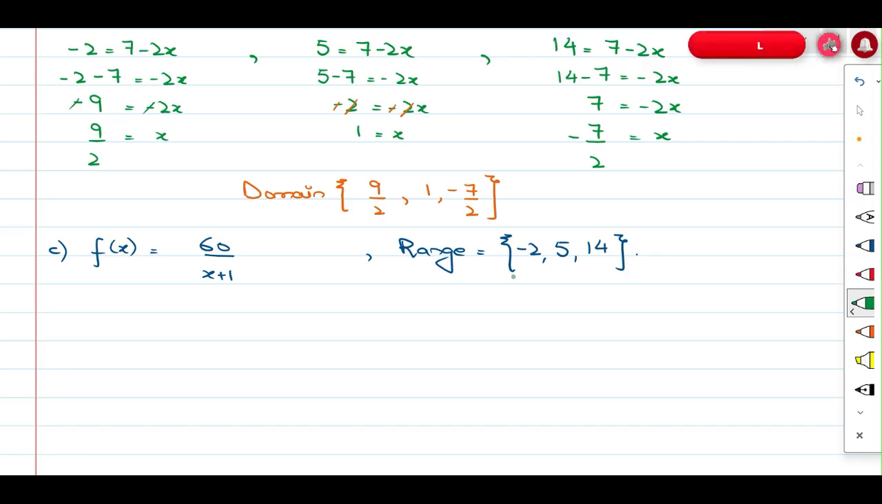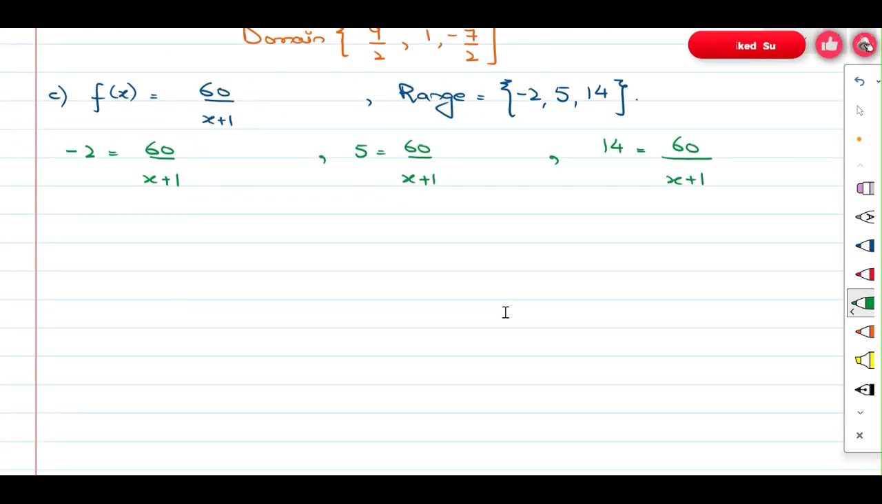So again, the range is the output, right? The resulting value, meaning f(x), is the output. The output is given. When the output is -2, what is your x? 60 over x plus 1. When the output is 5, what is your x? Put this equal to your function. And when the output is 14, you have to solve for x, 60 over x plus 1. All right, let me solve for x.